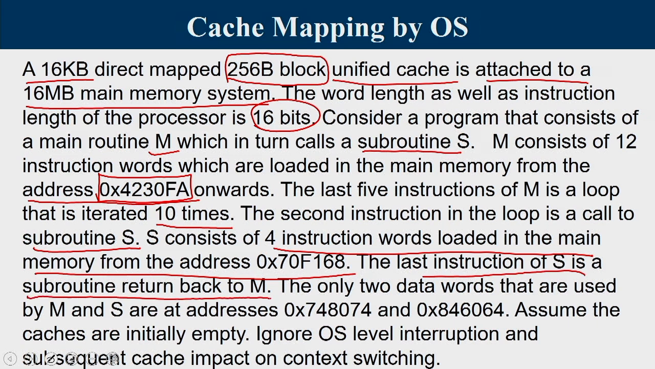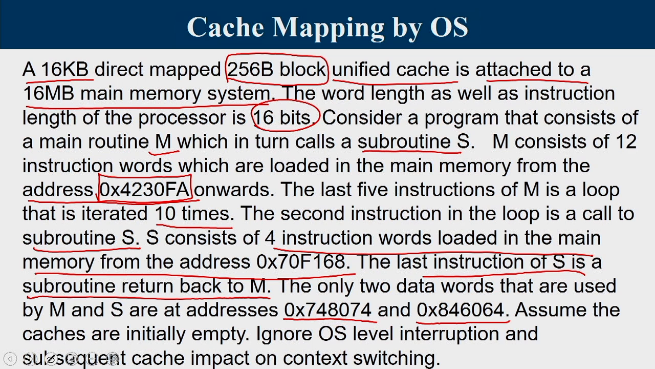The only 2 data words that are being used by M and S are at addresses 0x748074 and 0x846064. Assume that caches are initially empty and we have to ignore all OS level interruption and subsequent cache impact on context switching.